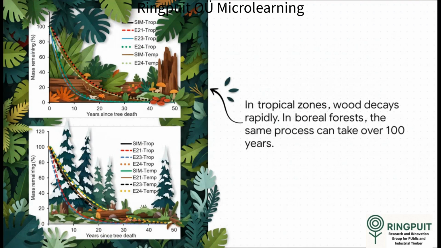And whoa, the results are just stunning. This graph says it all. See those lines that drop off a cliff? Those are the tropical and temperate forests, where a log can basically vanish in just a couple of decades. Now look way up top. See that line that's barely moving? That's a boreal forest. Up there, the exact same process can take over a century.